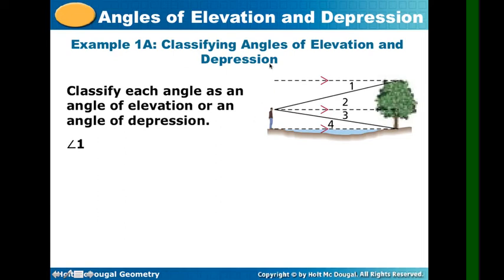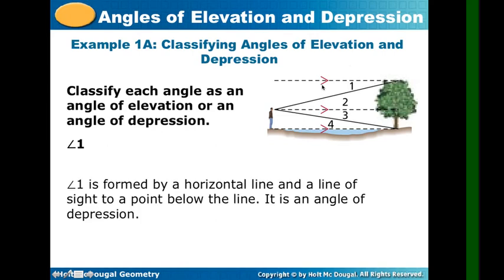So let's have the example. Classify angles of elevation and depression. Classify each angle as an angle of elevation or angle of depression. Okay, angle 1. What is this? Is it an angle of elevation or angle of depression? Angle 1 is formed by a horizontal line and a line of sight below. So nandito siya, ne? It is an angle of depression.